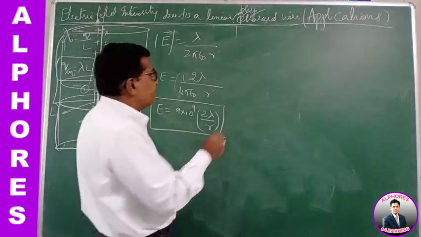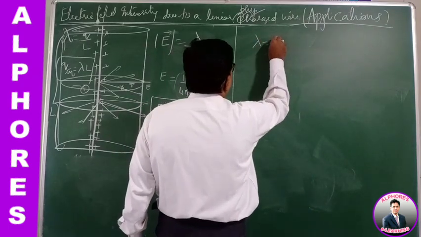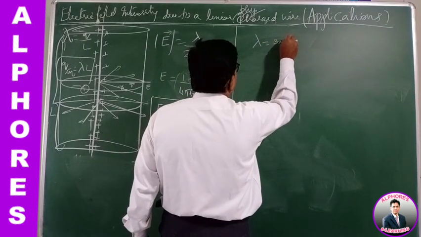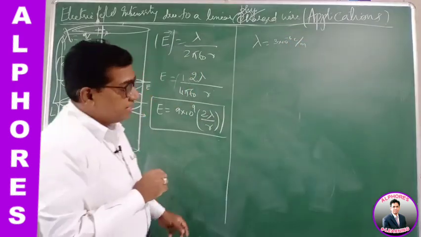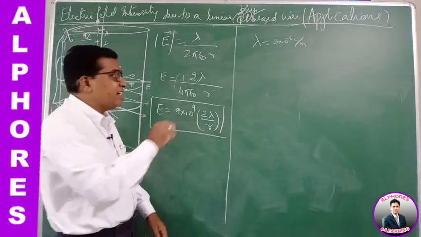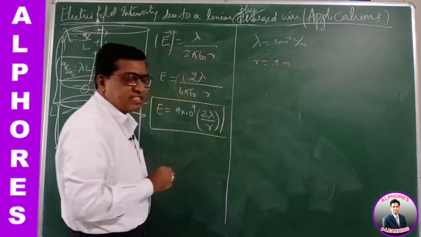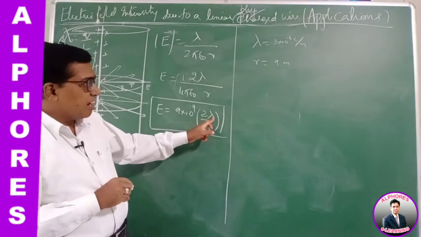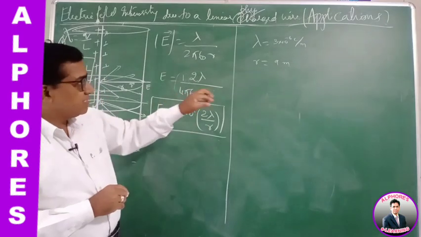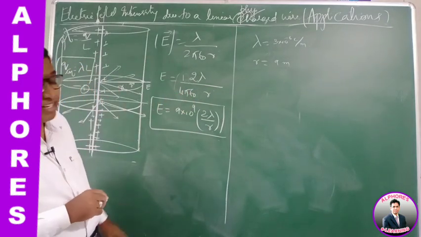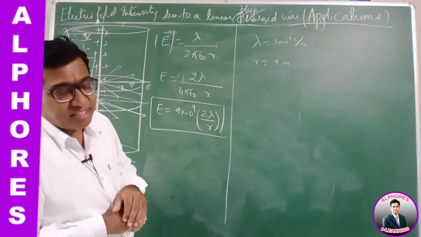In a previous entrance examination, a question was given: a linear charged wire of lambda, something like 3 into 10 power minus 6 coulomb per meter. You are asked to find the electric field intensity at a distance r equal to some 9 meters. What is the electric field intensity? He has given the lambda value and r value. In air, it is 9 into 10 power 9, like this. Substitute, you will get the answer. So this is the way you calculate the magnitude of the electric field intensity.